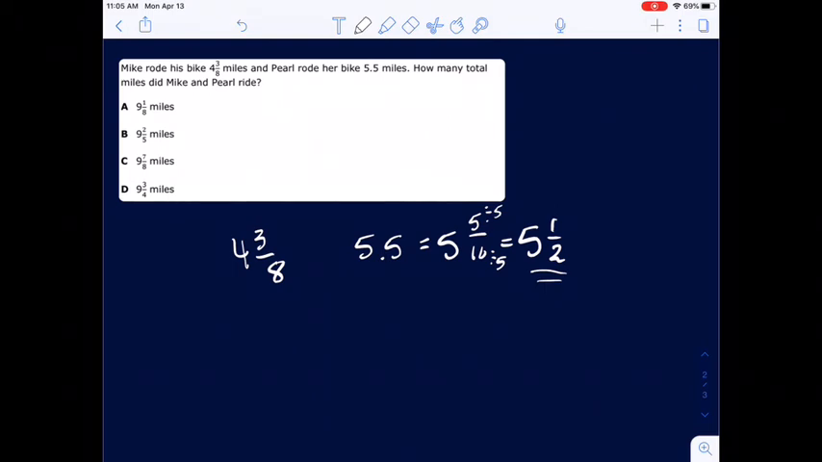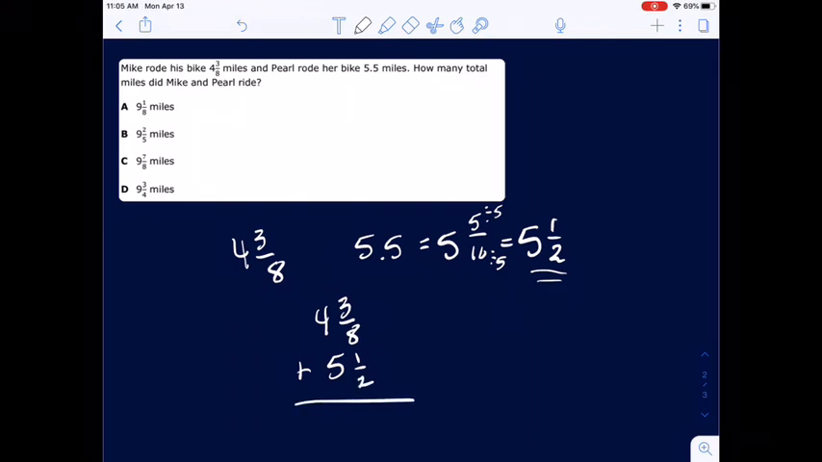If I need the total, I know I'm either adding or I'm multiplying. And I'm just asked here, how many total miles did Mike and Pearl ride? We're not talking about equal groups. Mike rode a certain number of miles. Pearl rode a different number of miles. We're looking for a total, so we're going to add those together. So we're going to add 4 3/8 plus 5 1/2.